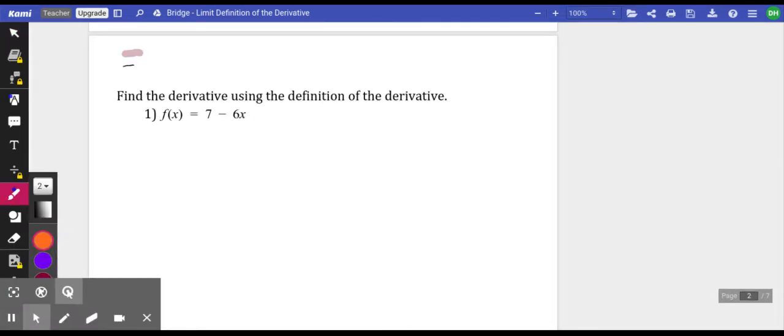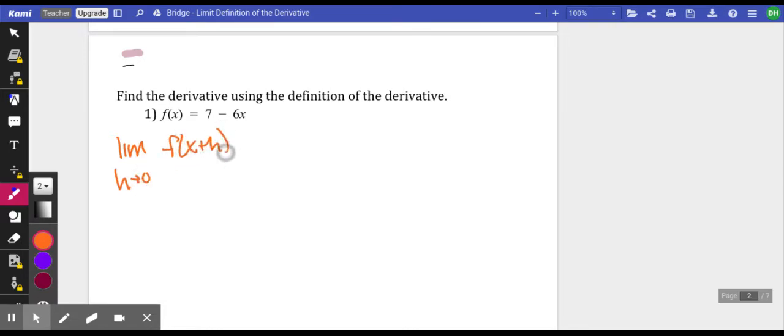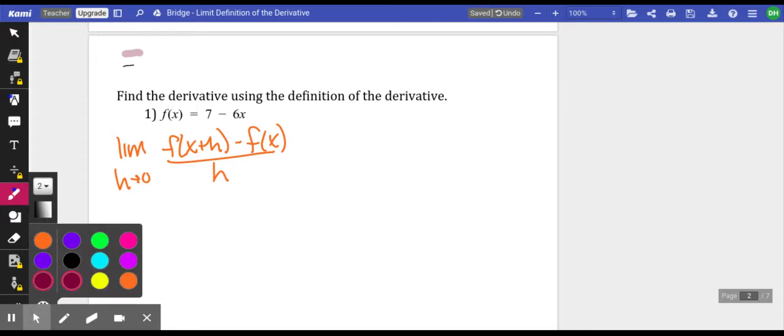So we're going to work through a couple examples and work this out algebraically. It's going to take up a lot of space, and we need to keep things really neat and precise. So when it says find the derivative using the definition of the derivative, we're going to start with the limit as h approaches 0 of f of x plus h minus f of x, all over h. It's really important that the limit stays in front until we actually substitute it in. So we're going to take that limit as h approaches 0.